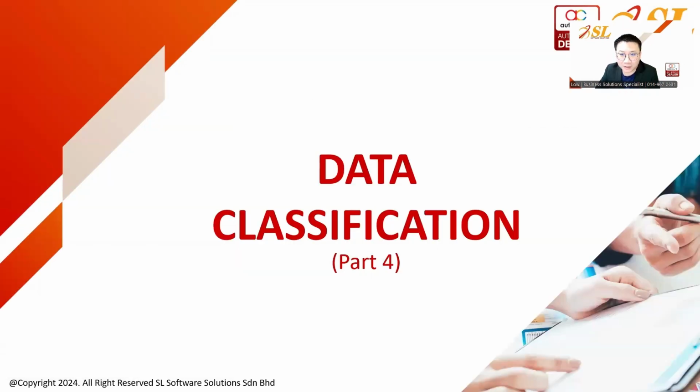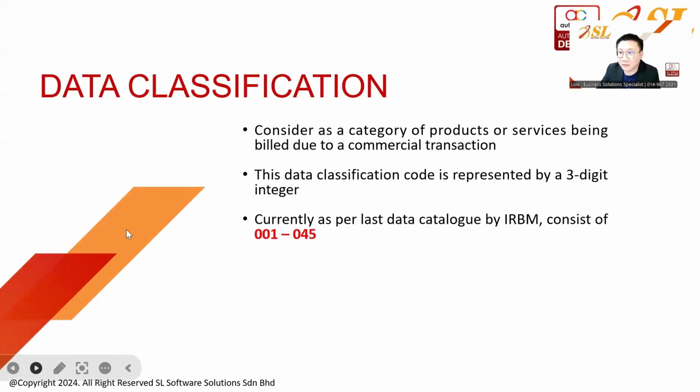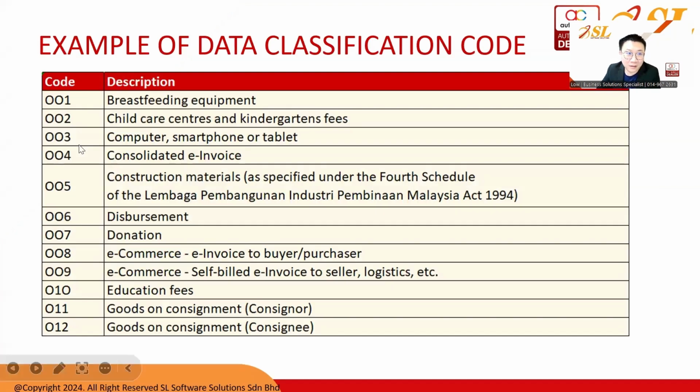Okay, part 4 is regarding the data classification. So what is data classification? Previously, one of the very important fields out of 55 fields is the data classification code. This classification code is a 3-digit number from 001 until 045. Altogether there are 45 codes. This classification code is kind of an item group or item category, and this item group and category is related to the tax or to some data analysis purpose.